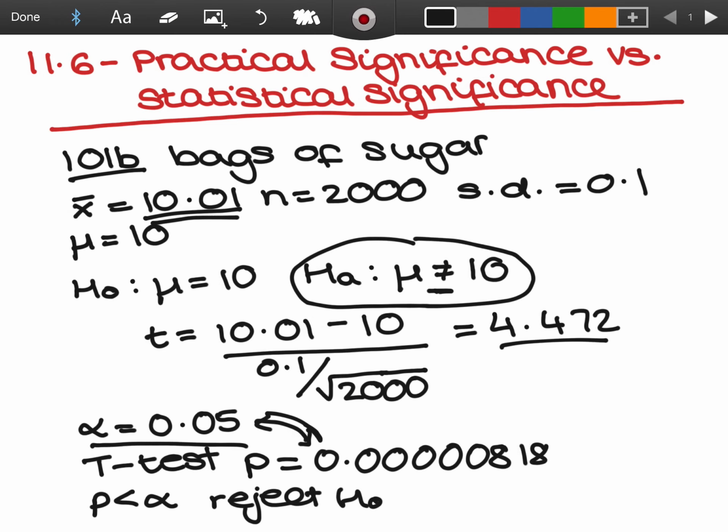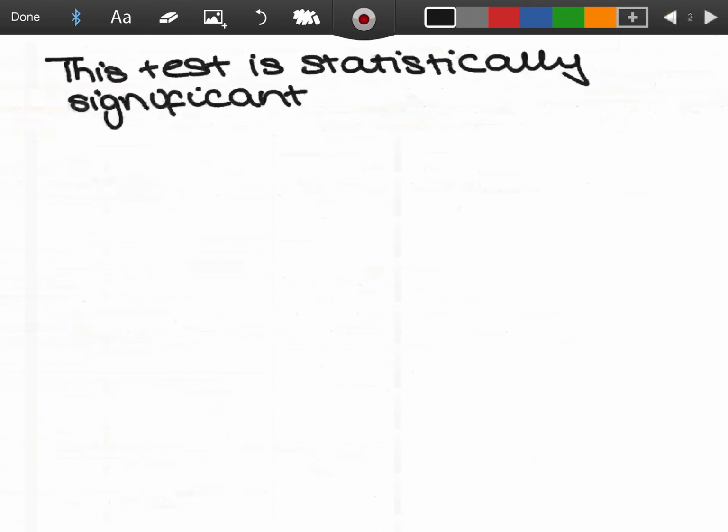Whenever you conduct these hypothesis tests, it's great that you get these statistics out, and it's a great way of computing and testing things. But you always have to go back to the initial problem and remember what you are trying to prove. You can come out with great statistical evidence, but if practically it doesn't mean much, then there's no point in testing. So always remember that. This test is statistically significant, but it is not practically significant. There's not enough of a difference between the sample mean and the population mean for us to really worry about it.